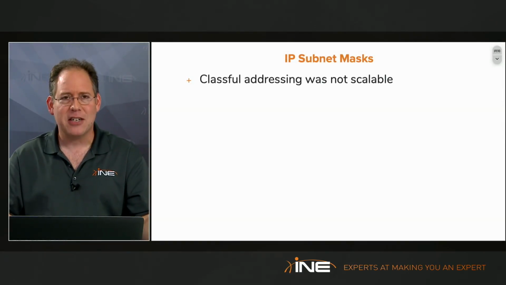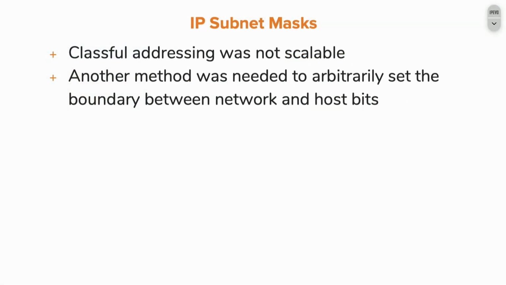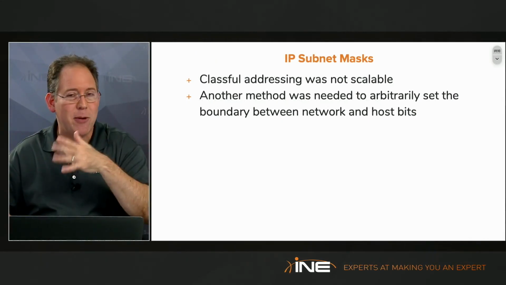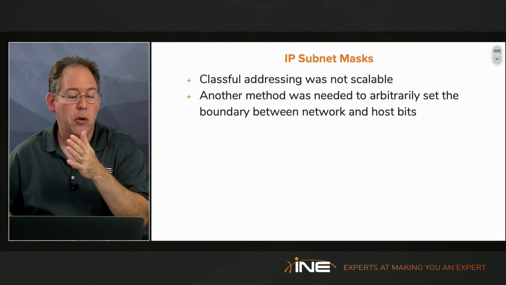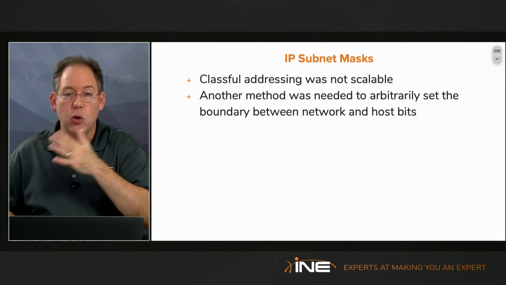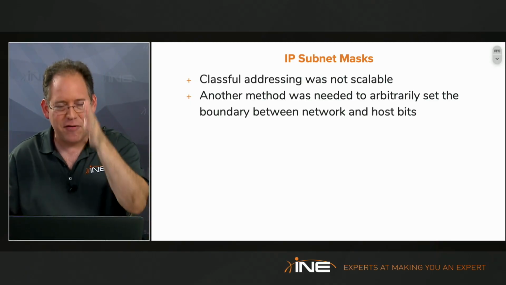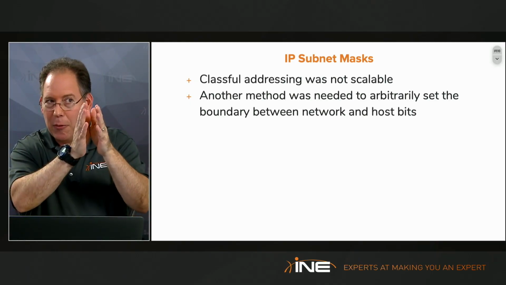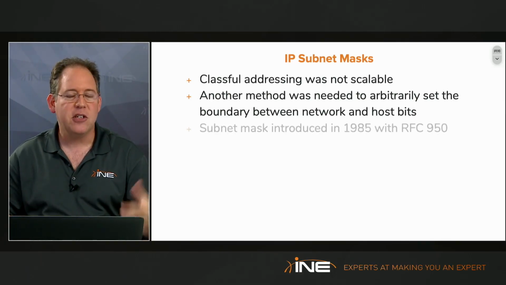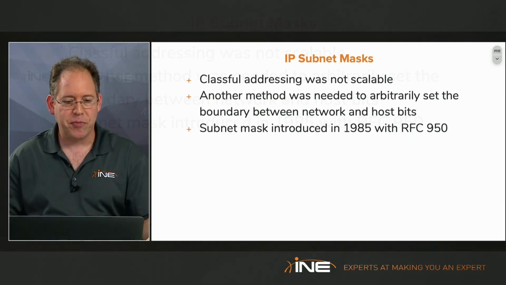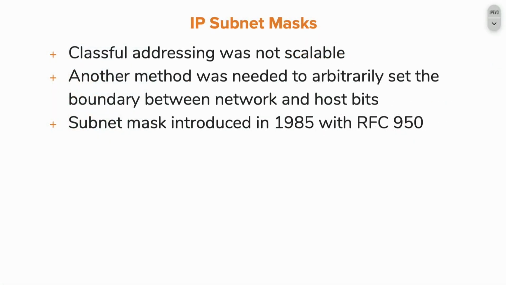Classful networks, not scalable. So we need to have some other way of just arbitrarily setting that line. Why can't we have the line between where the network bits end and the host bits begin after the first 9 bits, or the first 12 bits, or maybe the first 21 bits? We should give the people the ability to arbitrarily set that dividing line between where the network bits end and where the host bits begin. And this is where this concept of a subnet mask was introduced. So this was introduced way back in 1985. If you want to read the original RFC for it online, you can Google RFC 950.